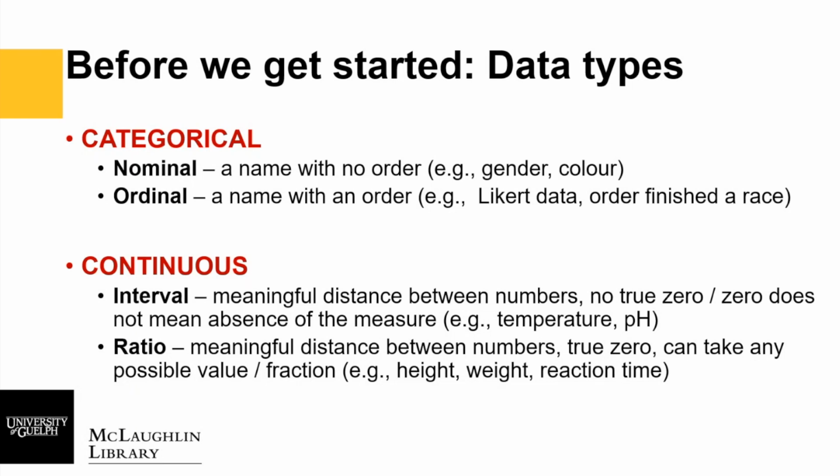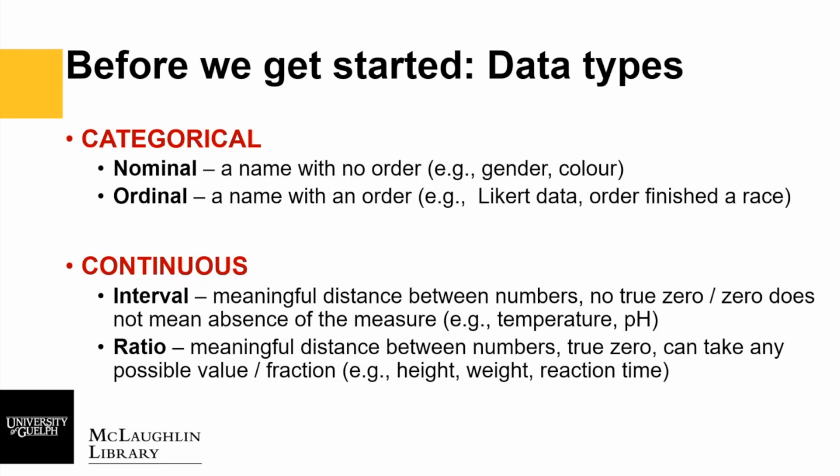For continuous data, we have interval data. So this is data that has meaningful distances between numbers, but there is no true zero, or zero does not mean that there's an absence of the measure. So if I say I had 0 degrees Celsius, it doesn't mean that there's no temperature. It means that the temperature is actually 0.